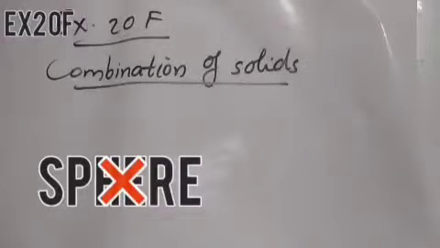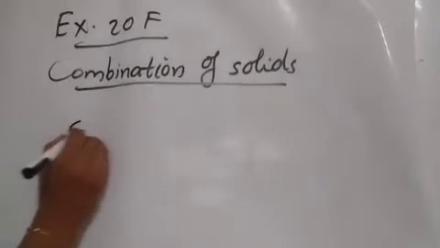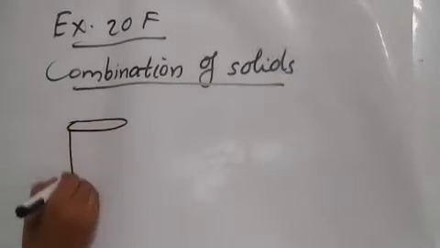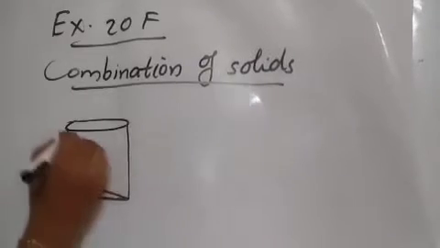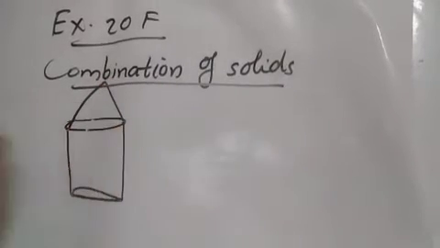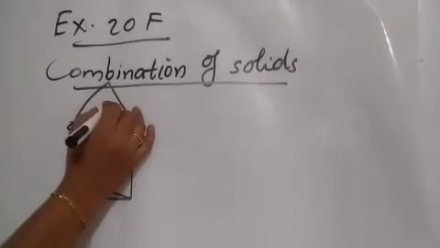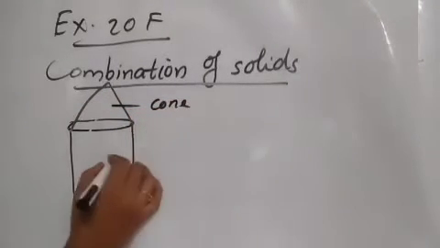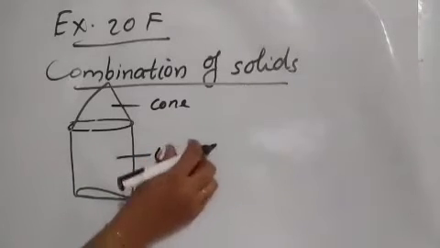And welcome back. Let us learn combination of solids. For example, here you can see a cylinder, and a cone is mounted on it. So there are two shapes. You can see a cone and a cylinder. It's a combination of solids. Two solids, cylinder and cone.